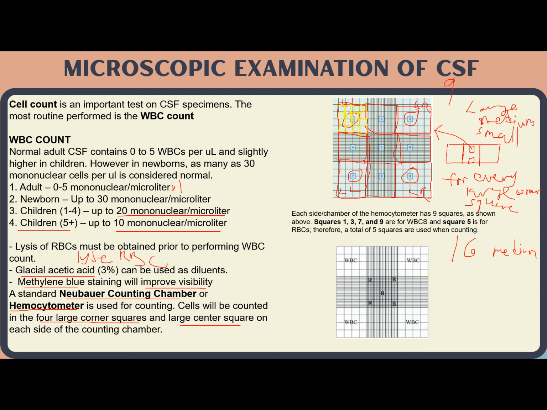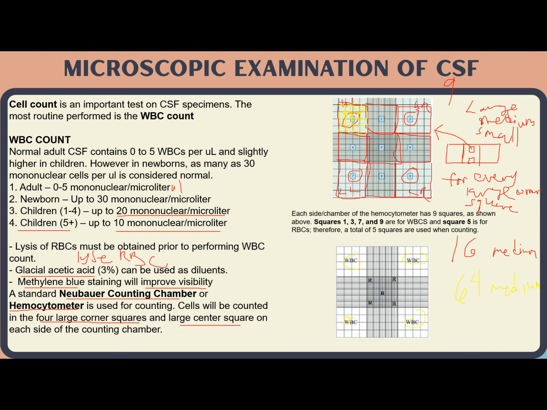So if asked in your quiz, how many medium squares are found in 4 large squares? Again, how many medium squares are found in 4 large squares? You just multiply 4 times 16. So 16, 32, there would be 64 medium squares. So you would be analyzing a total of 64 medium squares for your WBC count. If you take a look at the ones here at the bottom, this is your WBC, WBC, WBC, and WBC.